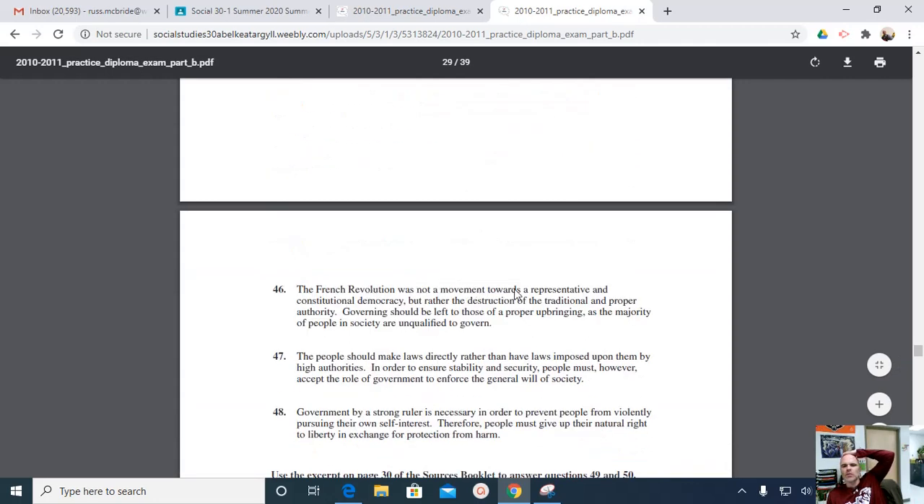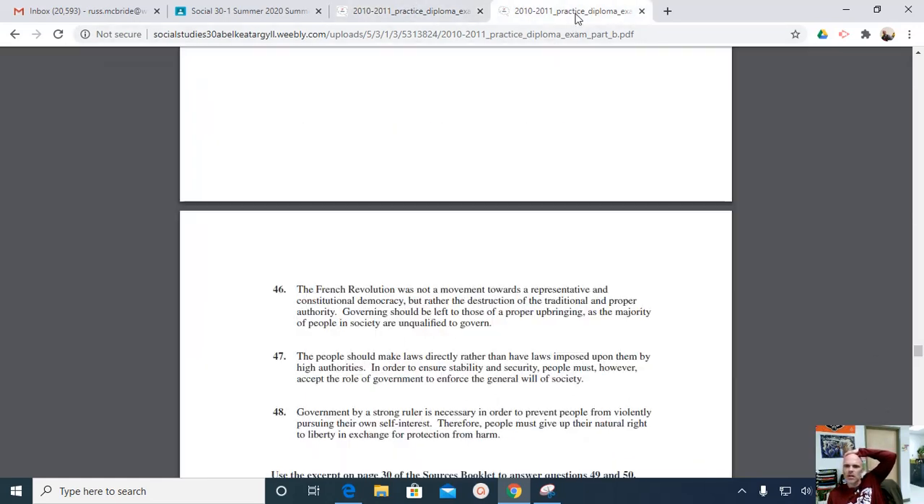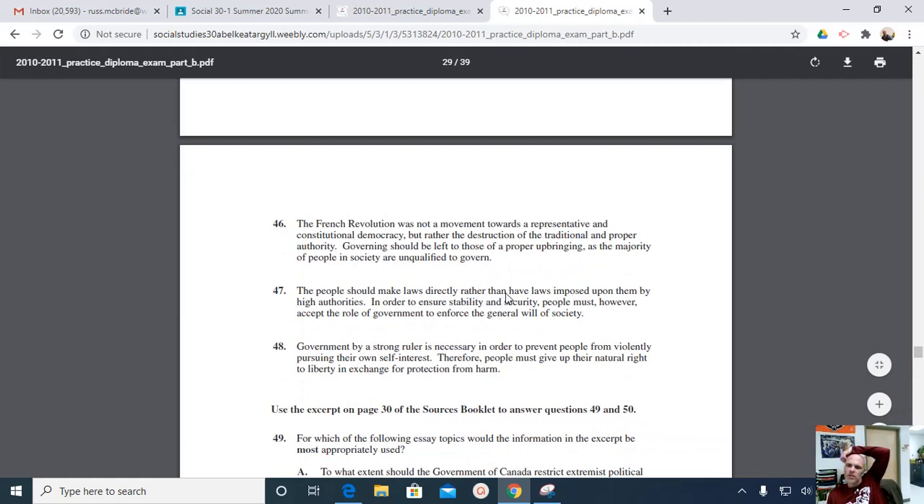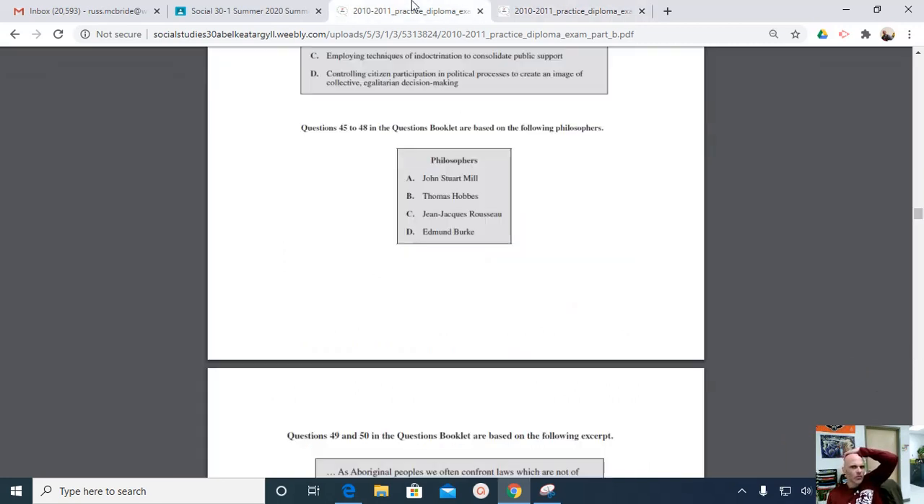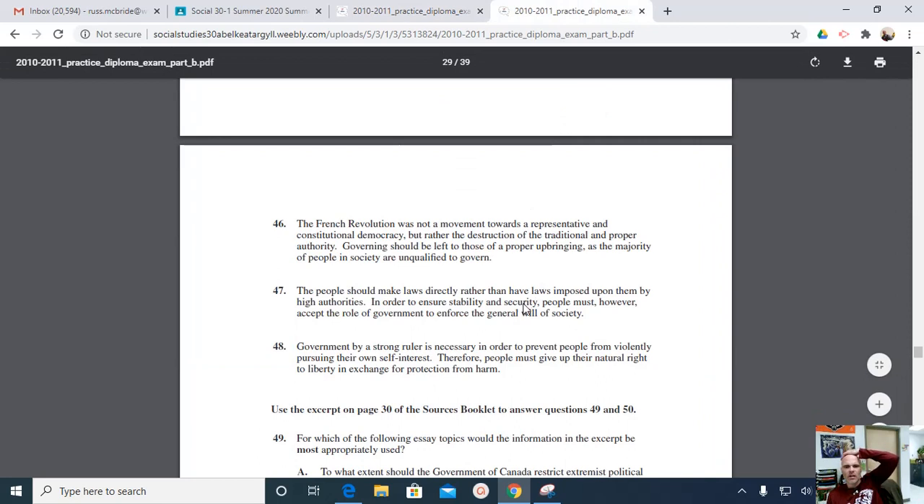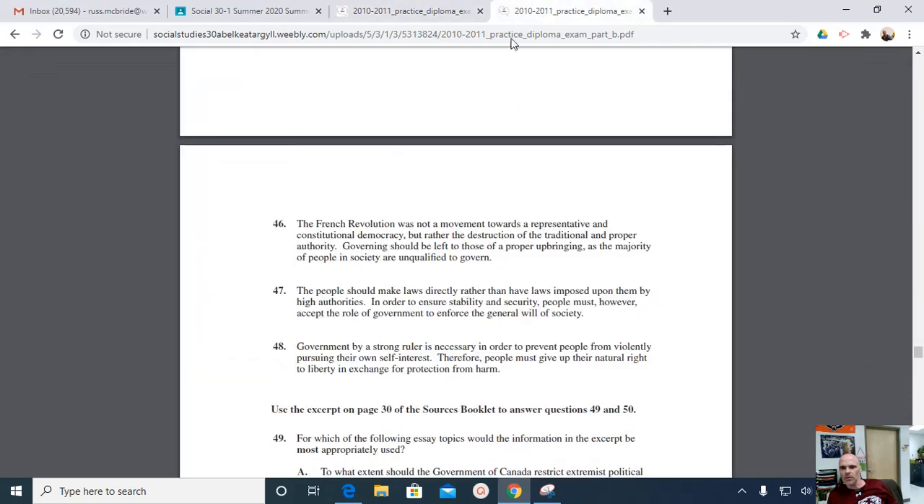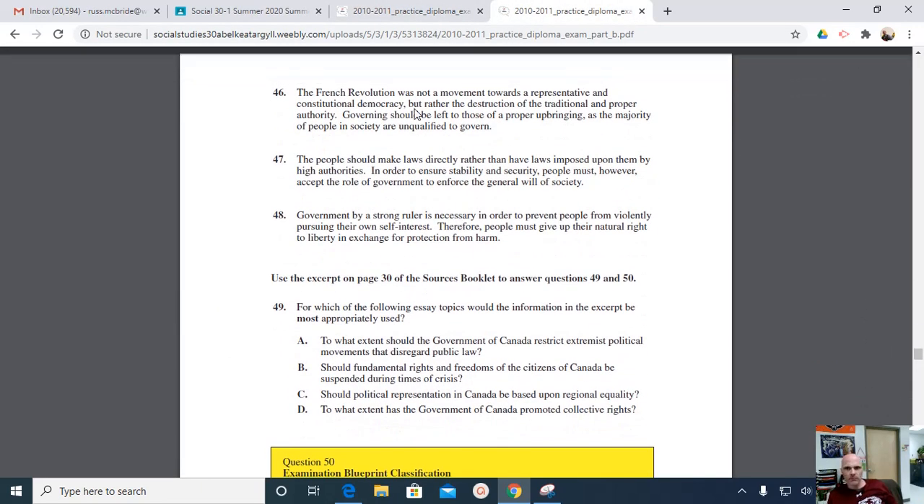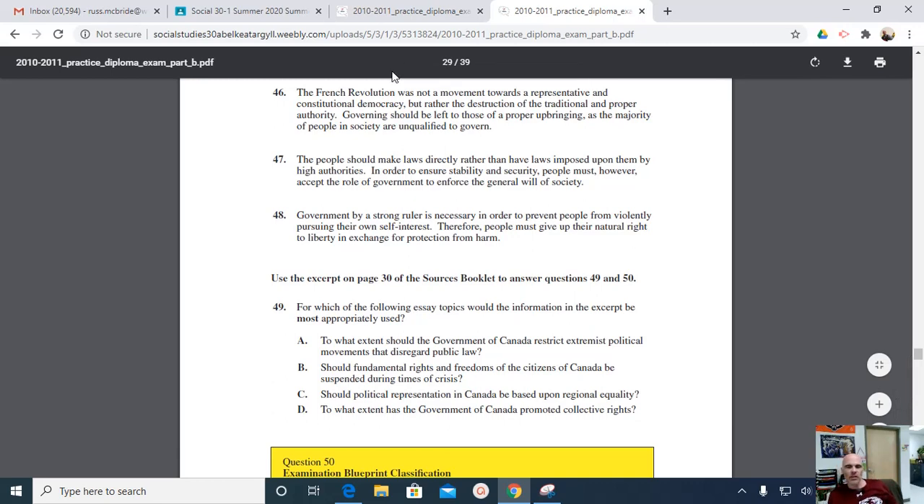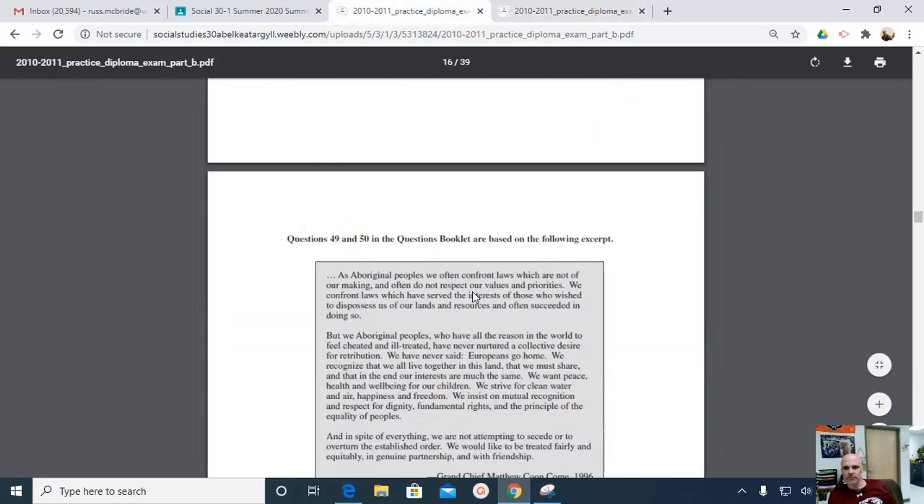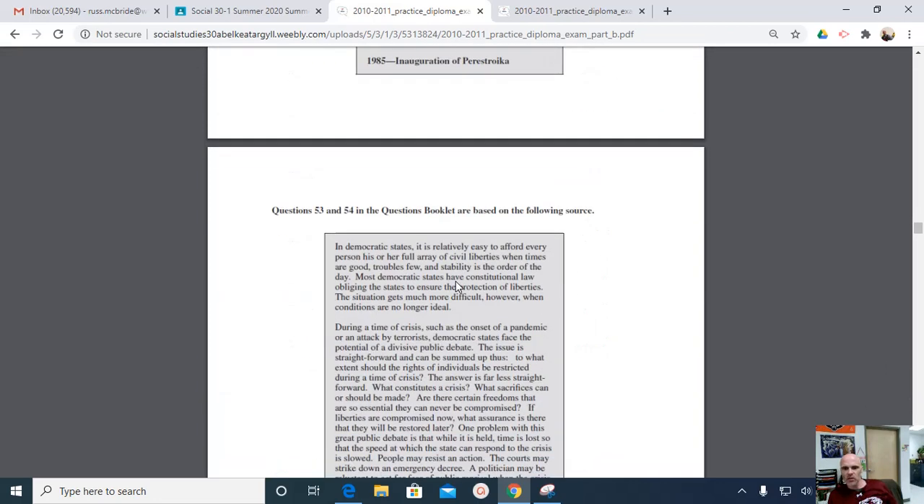The French Revolution was not a movement towards a representative and constitutional democracy, but rather a destruction of tradition. Who likes tradition? Burke. The people should make laws directly rather than laws imposed above them. In order to ensure stability and security, people must, however, accept the role of government to enforce the general will. General will. Okay, you go back into your mindset and you're like, okay, general will, that's my guy Rousseau. Government by a strong ruler is necessary. So that must be our good boy Hobbes. And there it is. So, again, those are recall questions. So we do need to cast characters for questions like that. Again, we haven't done the Soviet Union yet.